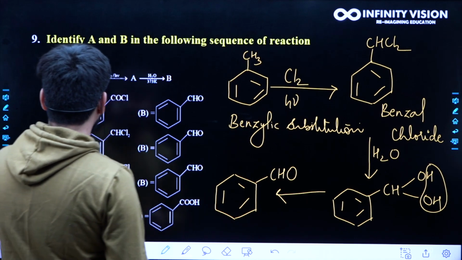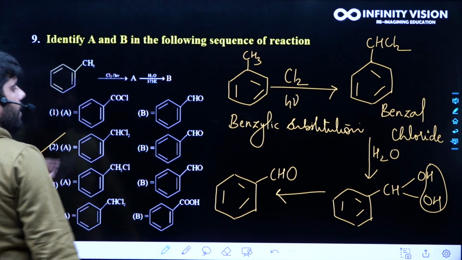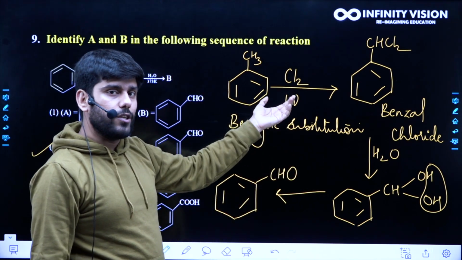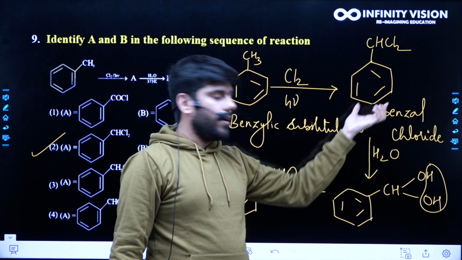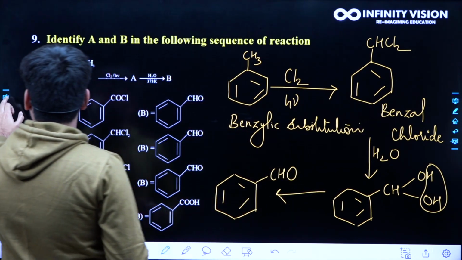So let us see. Here we have benzyl chloride, and here we have benzaldehyde. So second is the right answer. I hope the question is clear. Now, if we perform 3 times chlorination, then we end up getting benzoic acid, right? Okay, so let us move to the next question.